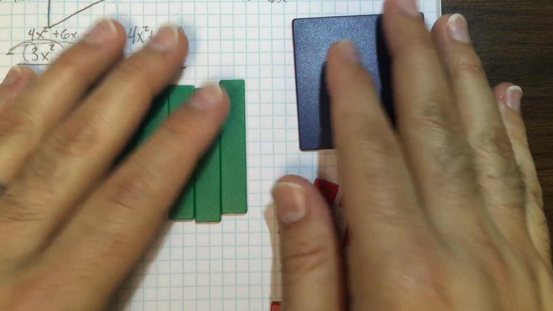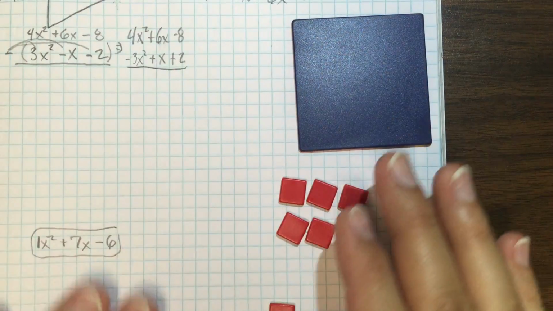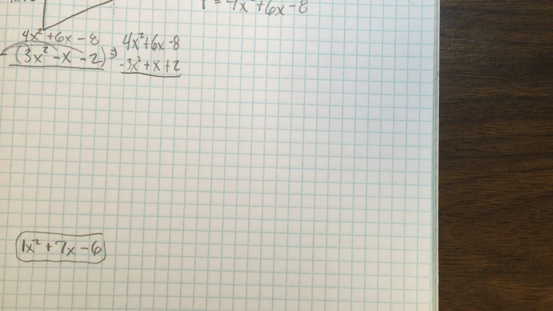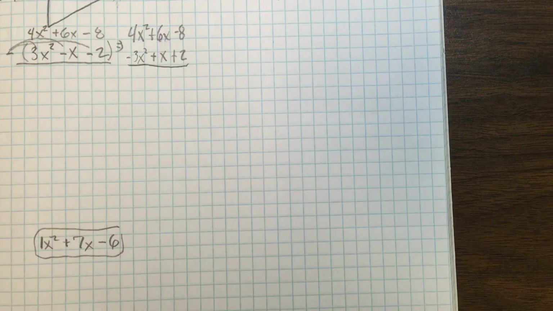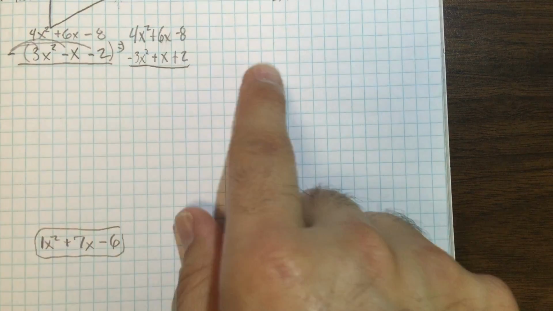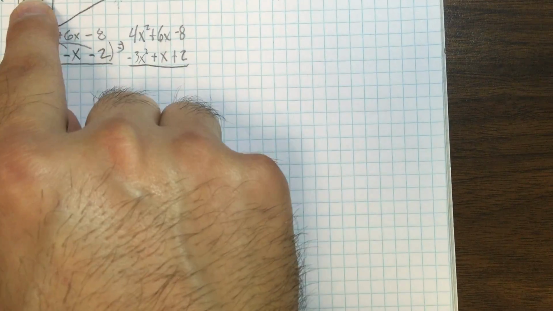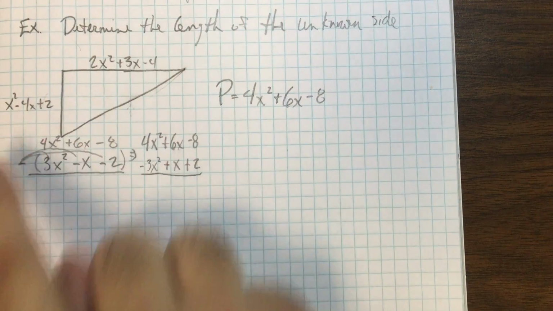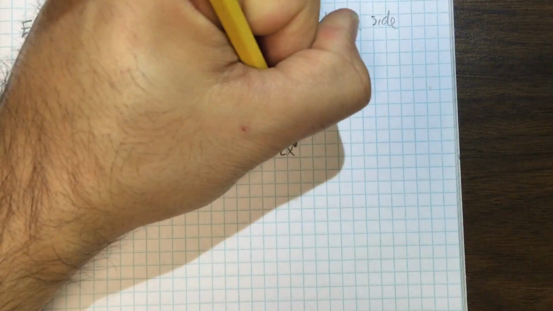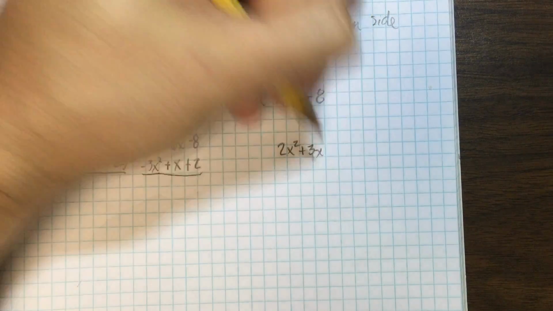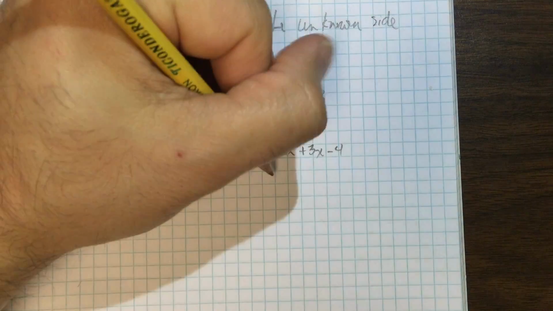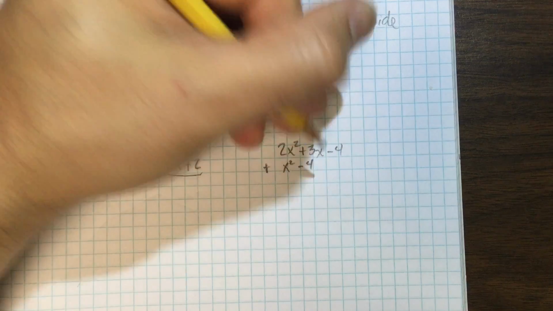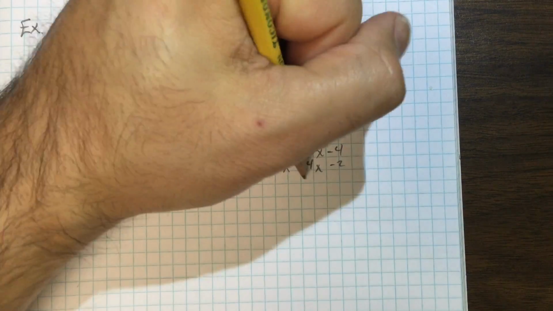Now let me show you another way to work this problem just using algebra. So here we used Algebra Tiles to give us a physical representation of what's happening. But let's do it algebraically. So the first thing I needed to do is I needed to add these two sides. So that's 2x squared plus 3x minus 4. And I need to add x squared minus 4x minus 2.